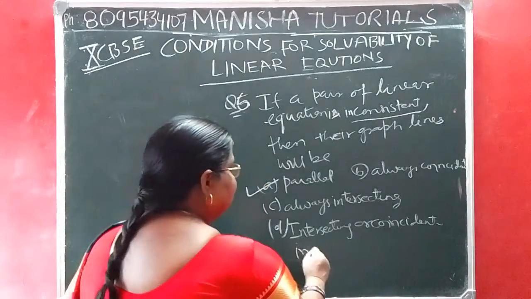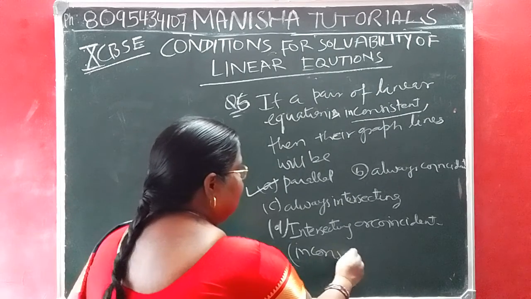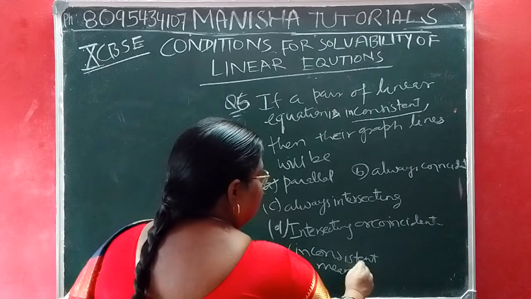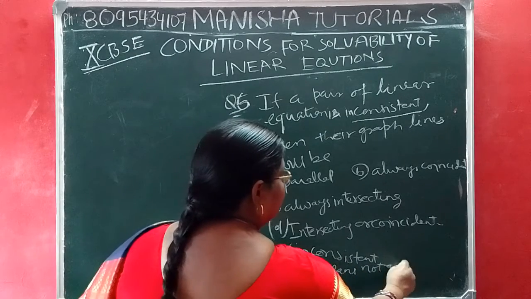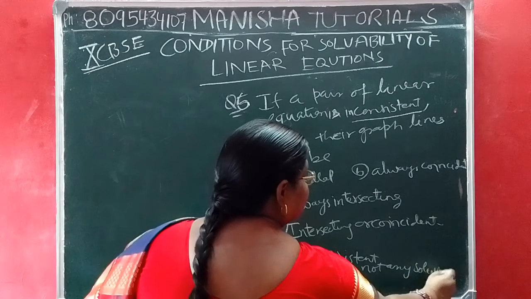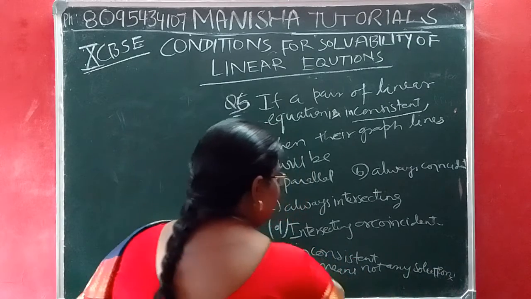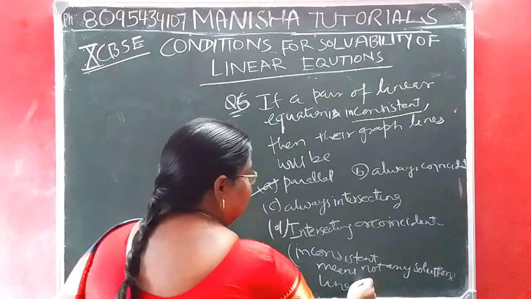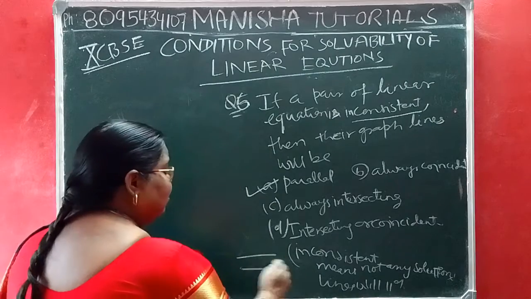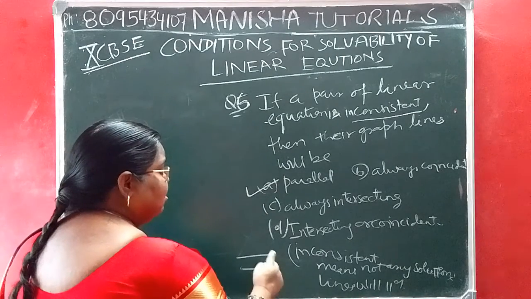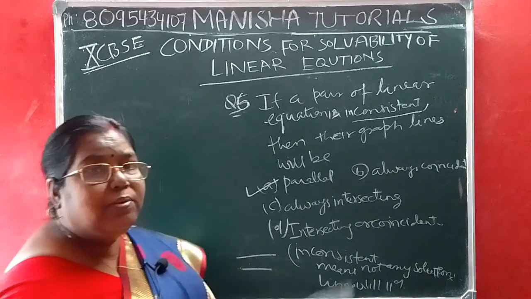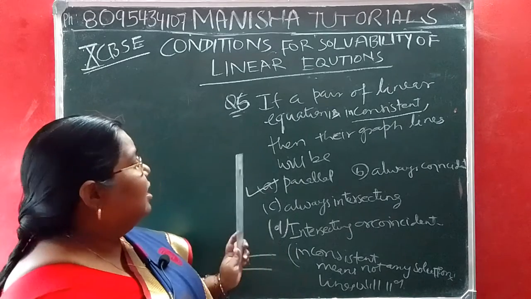Inconsistent means not any solution. Not any solution means the lines will be parallel. Two parallel lines have no meeting point, so we won't get a solution. So the answer is parallel.